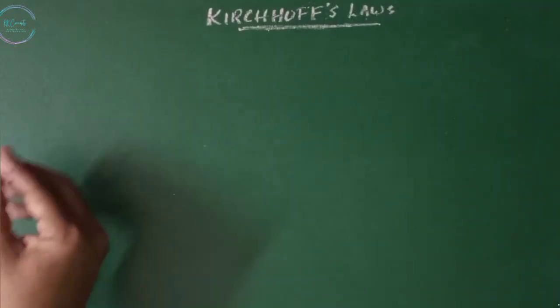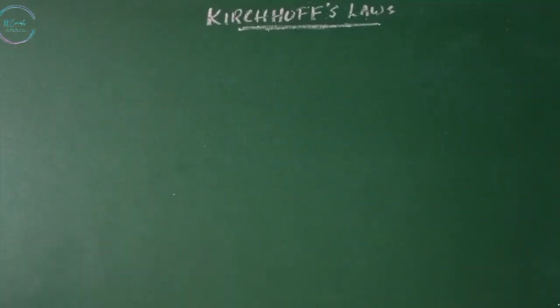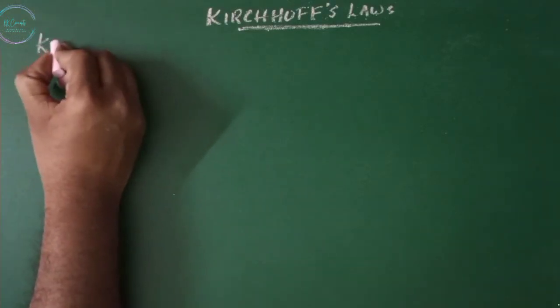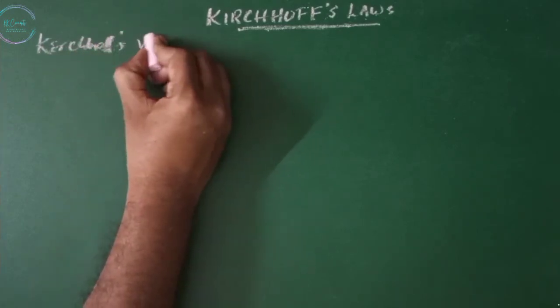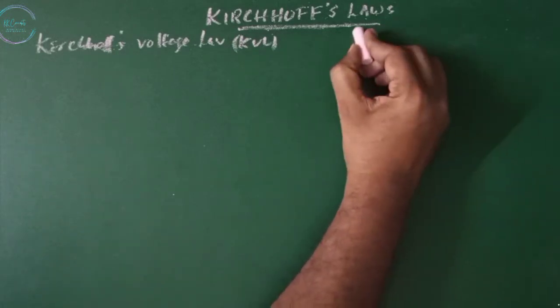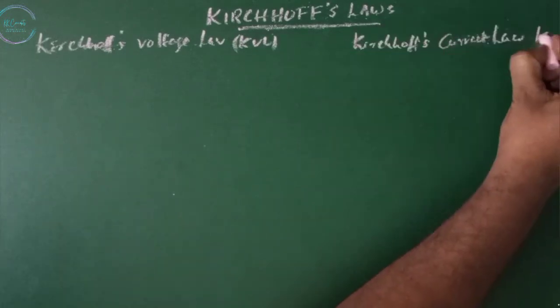Kirchhoff's laws. These laws are useful to find out the voltages and the currents in circuits. There are two types: Kirchhoff's voltage law, known as KVL, and Kirchhoff's current law, known as KCL.